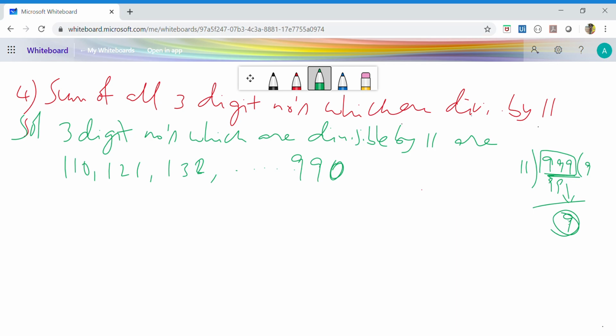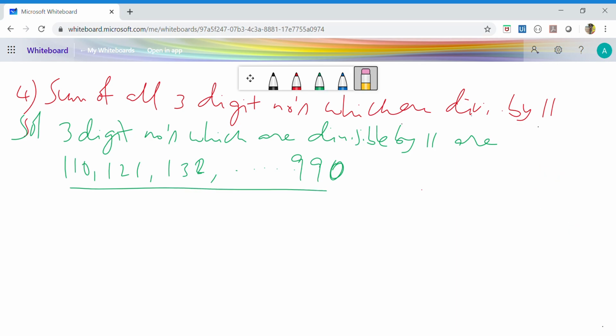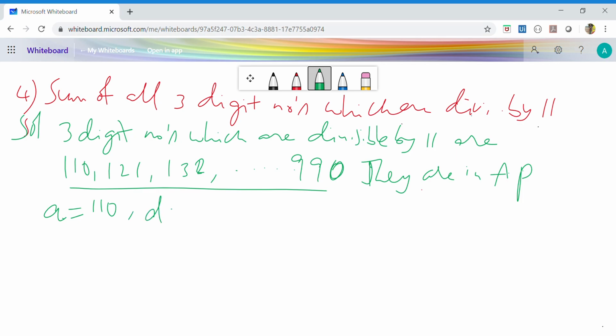Next. So is it in AP or not? Yes, they are in AP, arithmetic progression. Why arithmetic progression? Except the first term, all remaining terms are obtained by adding a fixed number. Adding or subtracting a fixed number, that is the definition. Here, by adding 11 you are getting all the numbers. So what is A? 110. What is the common difference? 11, because these are the multiples of 11. And it is a finite AP.